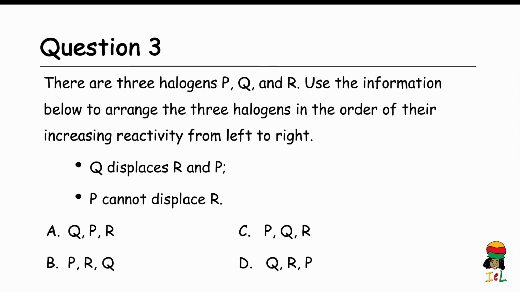Question 3. There are 3 halogens, P, Q, and R. Use the information below to arrange the 3 halogens in the order of their increasing reactivity from left to right. Q displaces R and P. P cannot displace R. The options are A. QPR, B. PRQ, C. PQR, D. QRP.